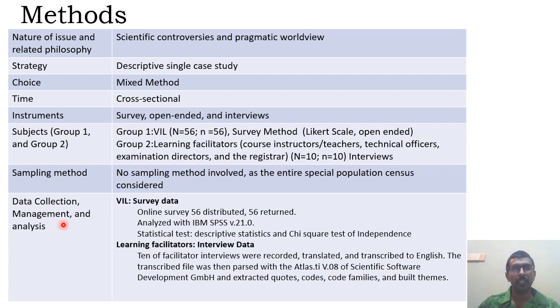Data collection, management and analysis. Visual impaired learner survey data, online survey was done, 56 distributed and 56 returned, all were taken. The missing data was not a problem at all. Analyzed with IBM SPSS version 21. Statistical tests were mainly descriptive statistics and chi-square test for independence testing. Learning facilitators interview data, 10 facilitator interviews were recorded, translated, transcribed to English. The transcribed file was then processed with Atlas.ti version 8 and generated themes, codes, code families, etc.